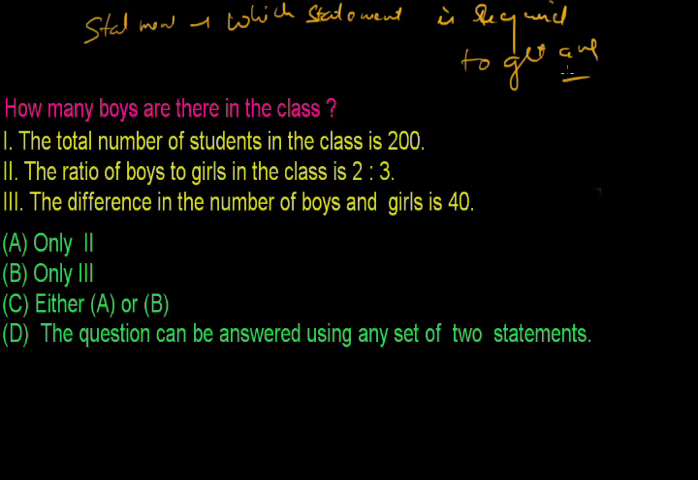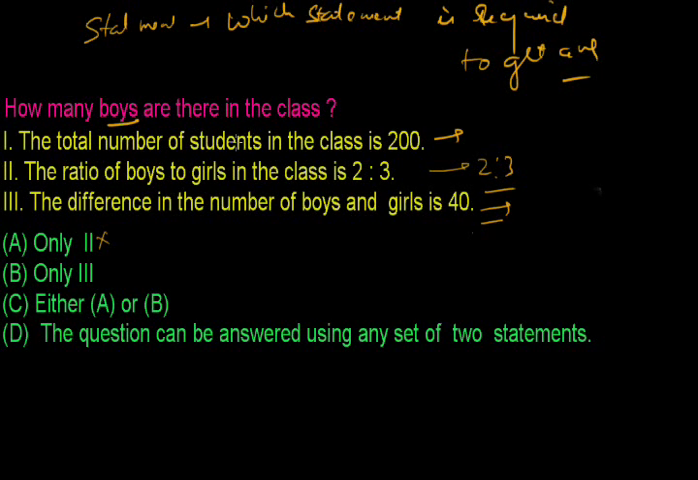Now how many boys are there in the class? The first statement says the number of students in the class is 200. So I cannot interpret anything about the number of boys. The second: the ratio of boys to girls is 2:3. With this option alone, obviously I cannot answer, so let me cancel this option. The third: the difference in the number of boys and girls is 40. I cannot interpret the number of boys in the class from this either.